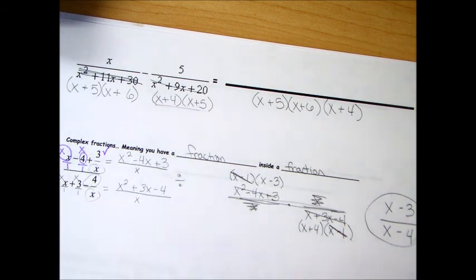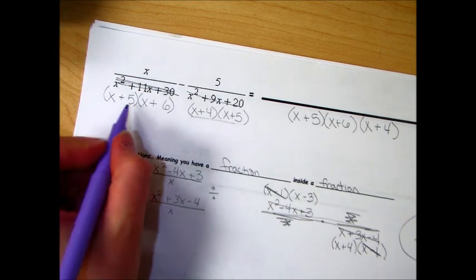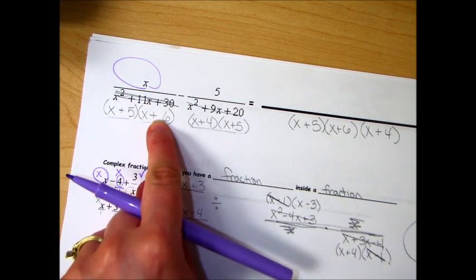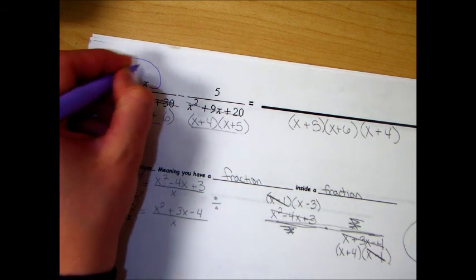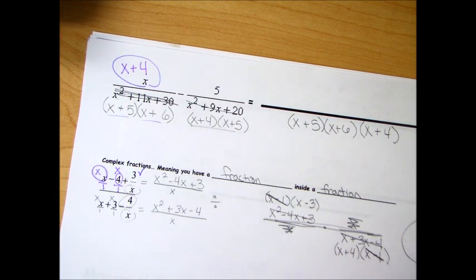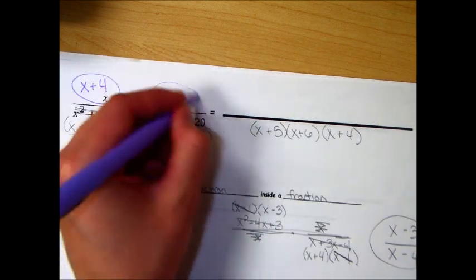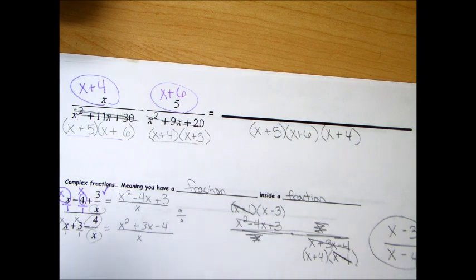We need to go backwards and see what's missing. So I have 2 things. The thing that's missing is an x plus 4. It's like, which one of these doesn't belong? Which one's missing? The x plus 4 and the x plus 5 are great, but it's missing the x plus 6.